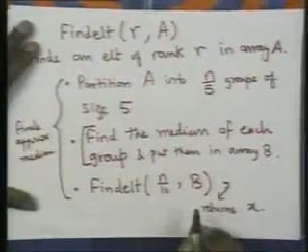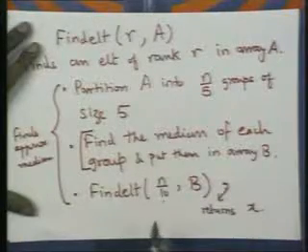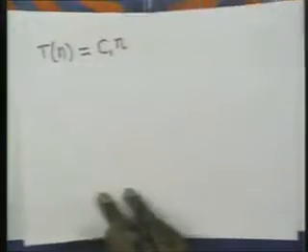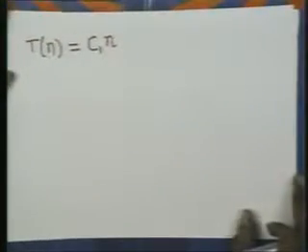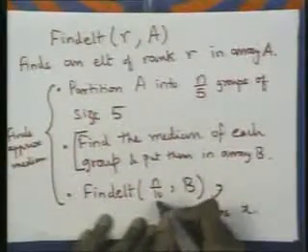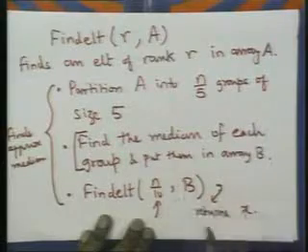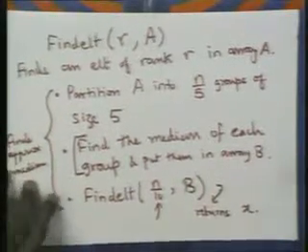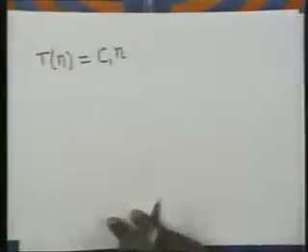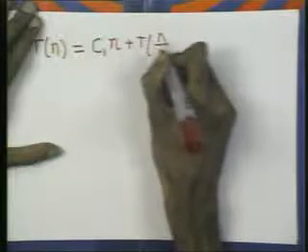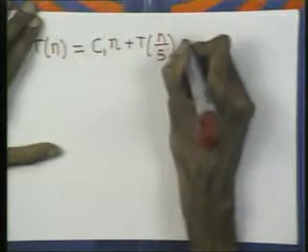Well, I recurse on something of size n/5. Sorry, I recurse on B. Okay, this is the rank I want to find. I recurse on B, and B has size n/5, right? So I recurse on a problem of size n/5, so that's T(n/5), plus.